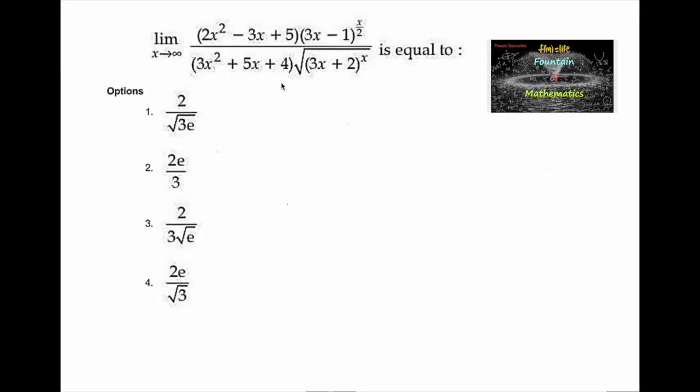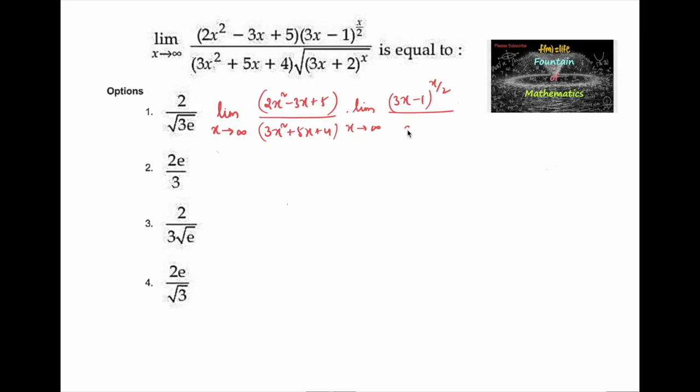Given limit x extends to infinity, this expression can also be written as limit x extends to infinity 2x square minus 3x plus 5 divided by 3x square plus 5x plus 4 into limit x extends to infinity 3x minus 1 whole to the power of x by 2 divided by 3x plus 2 whole to the power of again x by 2.